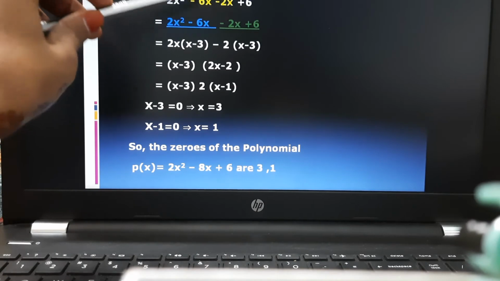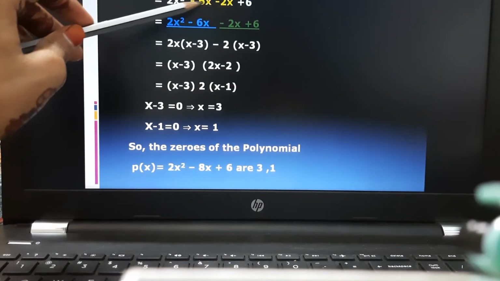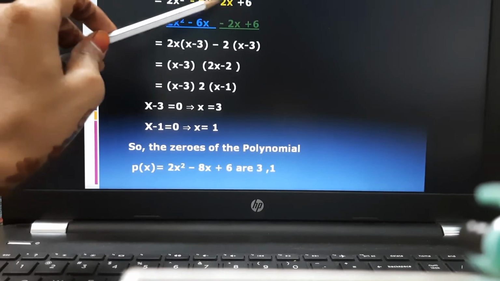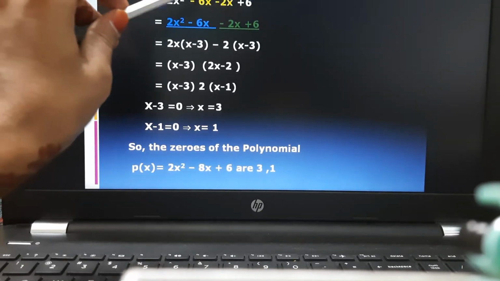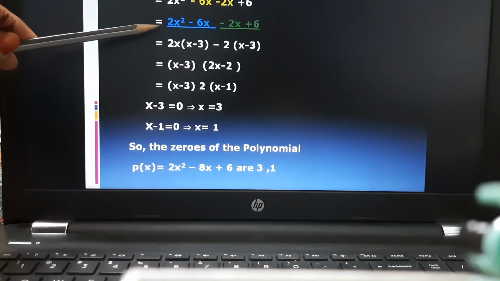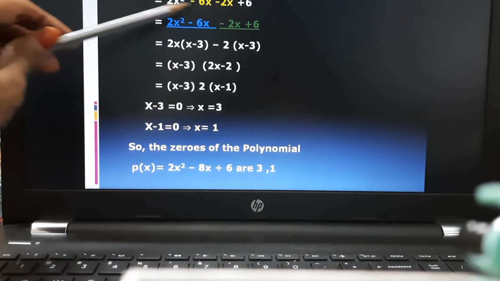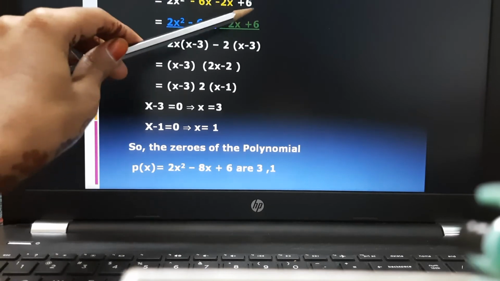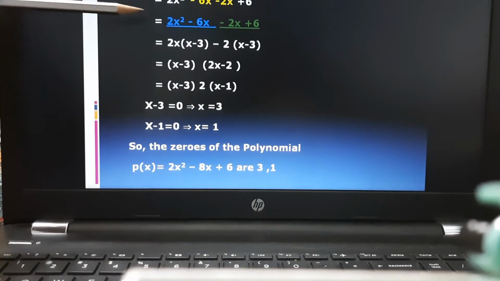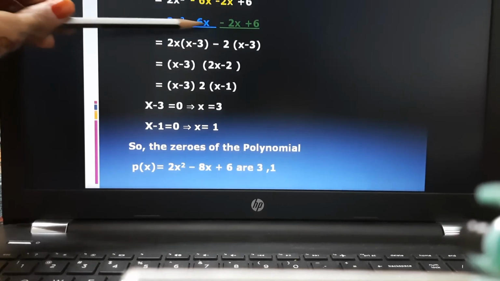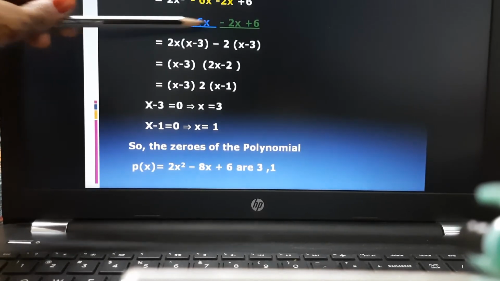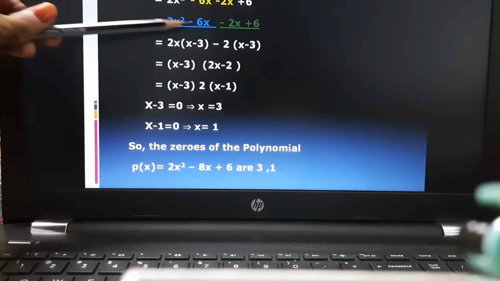First I have split the middle term into two parts, so that the product should be equal to the product of the first and last term. Now in the next step, I am separating the two terms. Now see here, is anything common? 2x square minus 6x. Is anything common in these two?